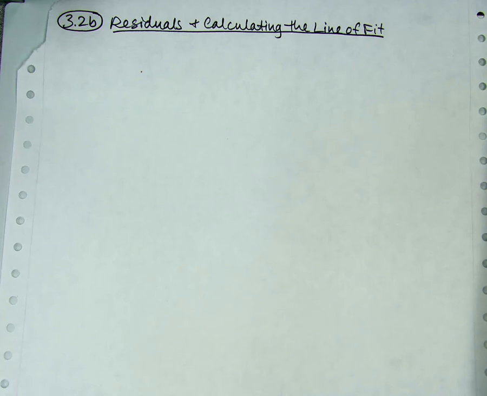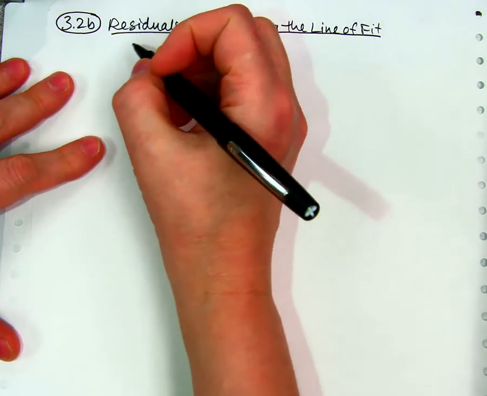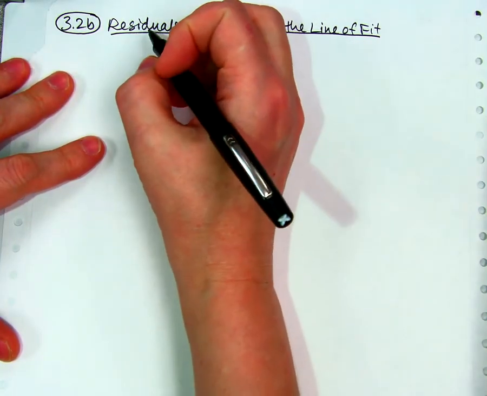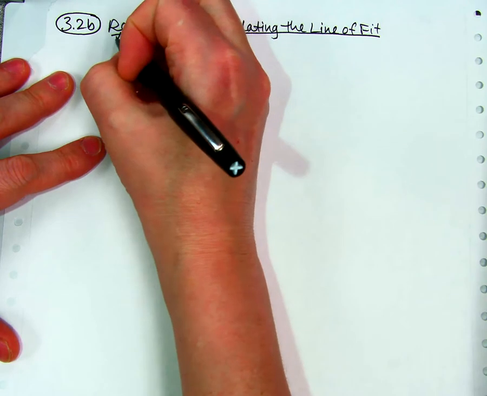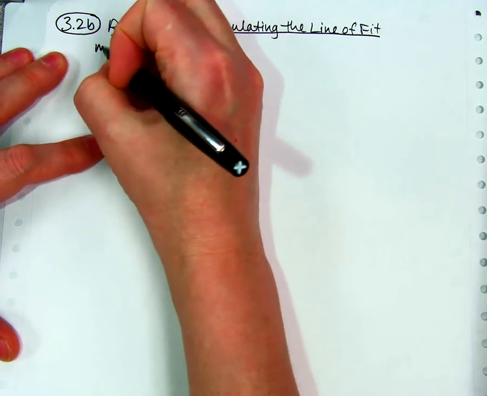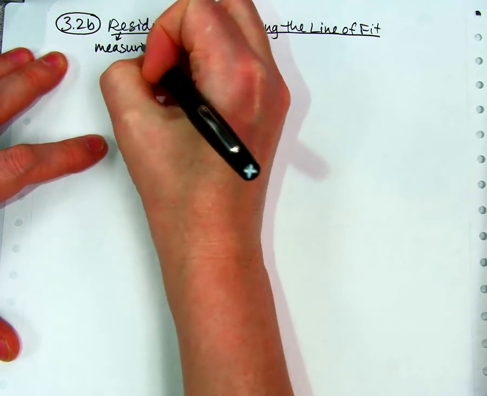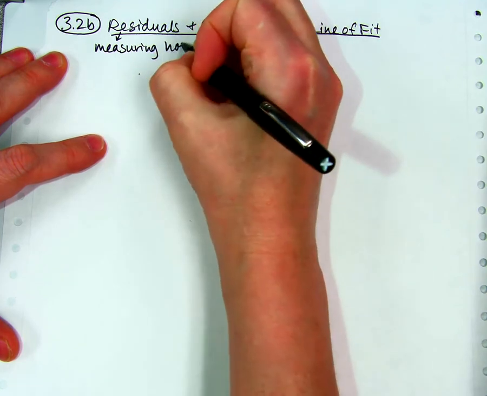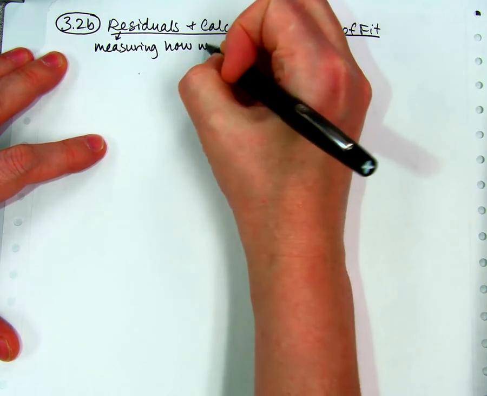Hello Stats class, this is the notes for 3.2b, which is about residuals and calculating the line of fit. We've been using the line of fit without actually calculating it, and I'm going to show you how to do those calculations today. So first of all, residuals are about measuring how well a line fits the data.